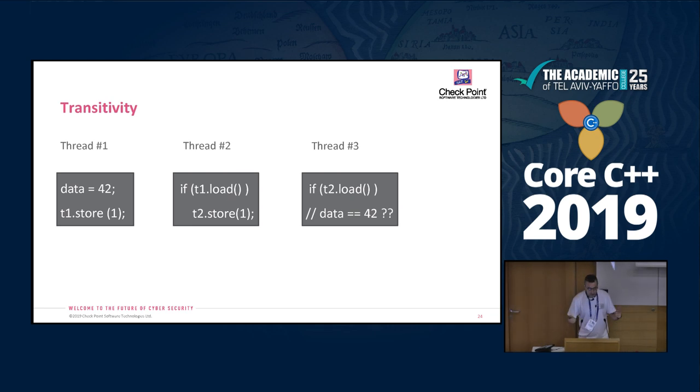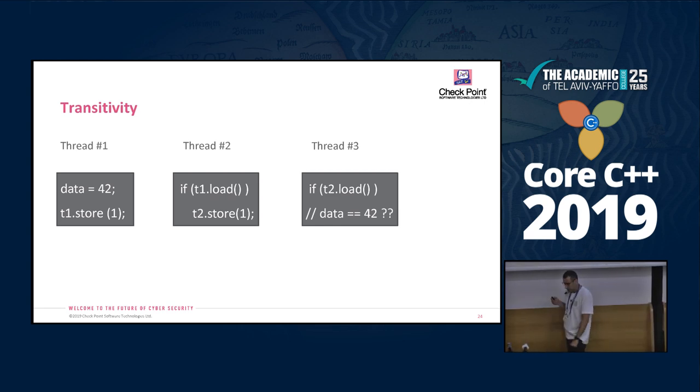So let's look at why it's important. If we start to try to reason about all these fences, it's very hard to reason about this code. It's very, very simple. We have data equals 42, and then in the first thread we store one to flag T1 to signal to other threads that it's ready. The second thread, if T1 is set to one, just stores one into T2 as well, assuming that T1 and T2 are initialized to zero. So if the third thread sees that T2 is set to one, data has to be set to 42.